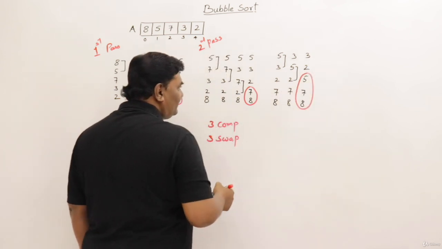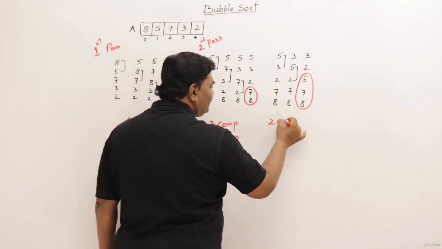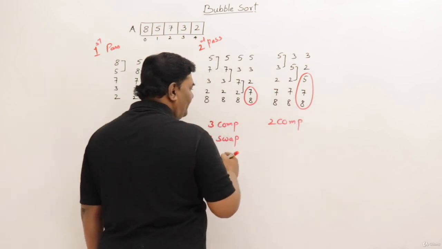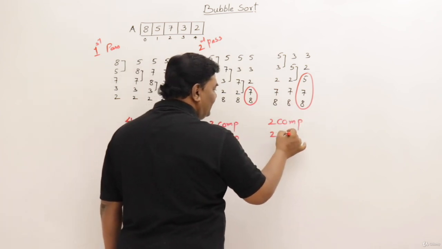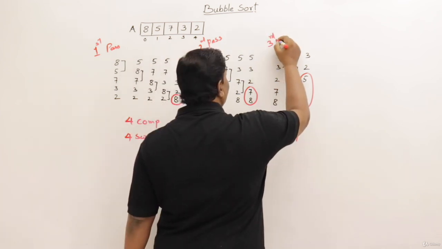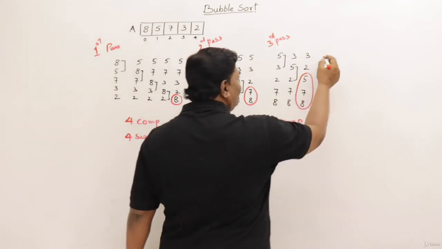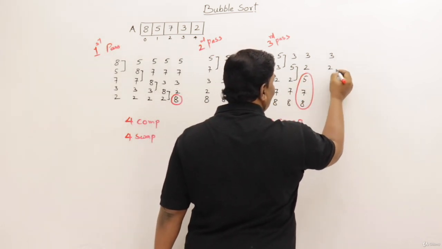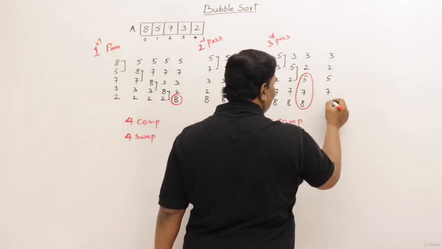Now 3 elements are sorted. How many comparisons? 2 comparisons. How many swaps? Maximum 2 swaps. Yes. This was the third pass. I will perform one more pass. 3, 2, 5, 7, 8.